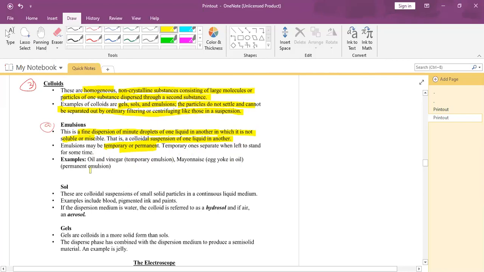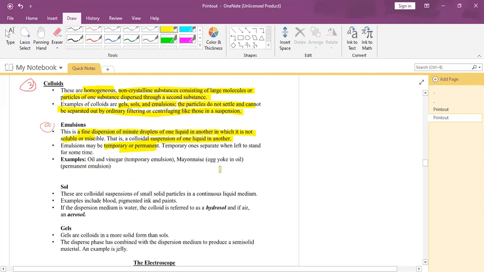So let's bring it down to everyday life. An example would be oil and vinegar. When you mix oil and vinegar, you have a temporary emulsion, because if you leave it, the oil will separate from the vinegar. Think of mayonnaise. Mayonnaise is egg yolk in oil, right? That's a permanent type of emulsion.